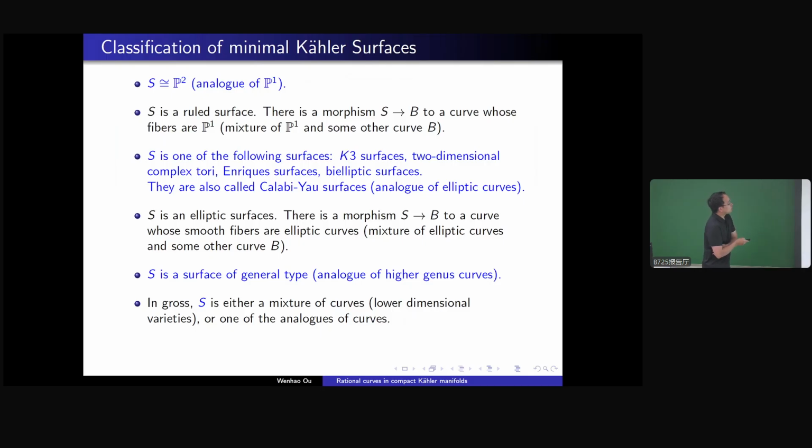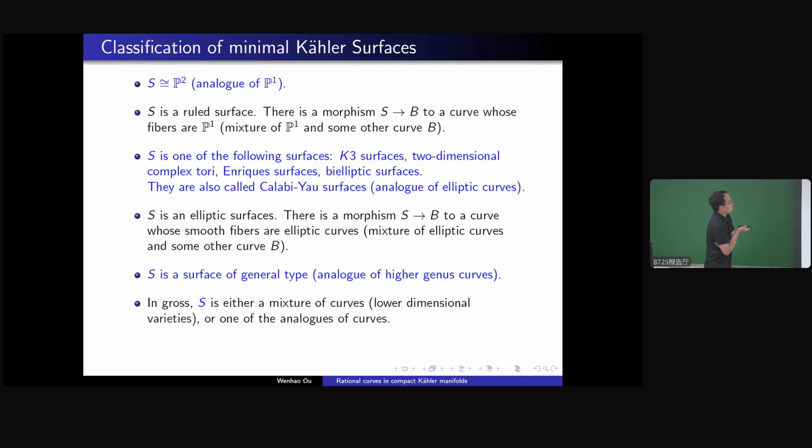Now there are two new types in the case of surfaces, so the classification of surfaces is more complicated than the one of curves. The first one is called a ruled surface. In this case, there is a morphism from this surface S to a curve B, such that the fibers of this morphism are curves. So this is two-dimensional mapping to something one-dimensional. Then the fibers, which are contracted to points, are one-dimensional. In this case, all these fibers are P1. So I write that this is a mixture of P1 and some other curve B.